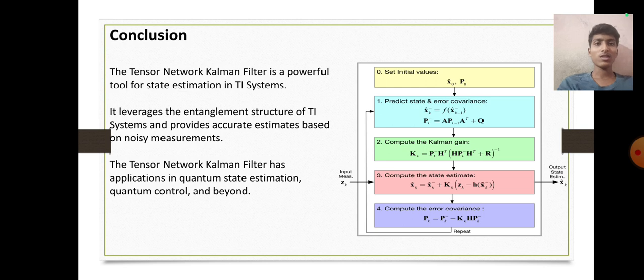Conclusion: we can conclude that the tensor network Kalman filter is a powerful tool for state estimation in LTI systems. It leverages the entanglement structure of LTI systems and provides accurate estimates based on noisy measurements. The tensor network Kalman filter has applications in quantum state estimation, quantum control, and beyond.